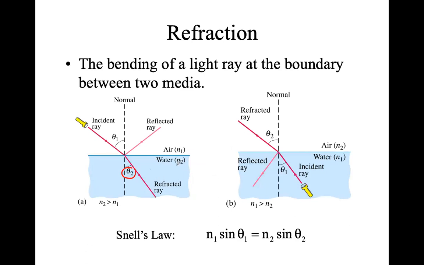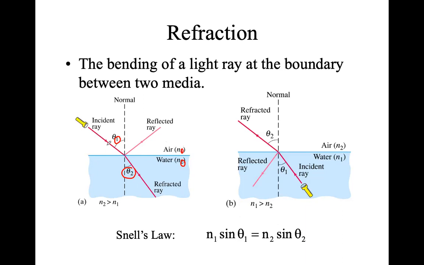And I have changed my notation, as I promised, to be consistent with our book. We'll talk about one here where the ray comes in, and theta 1 is still the angle with respect to the normal, and theta 2 is the angle that comes out. Index of refraction where it comes in is n1, index of refraction where it comes out is n2, and Snell's law still applies. And I've shown two cases here.